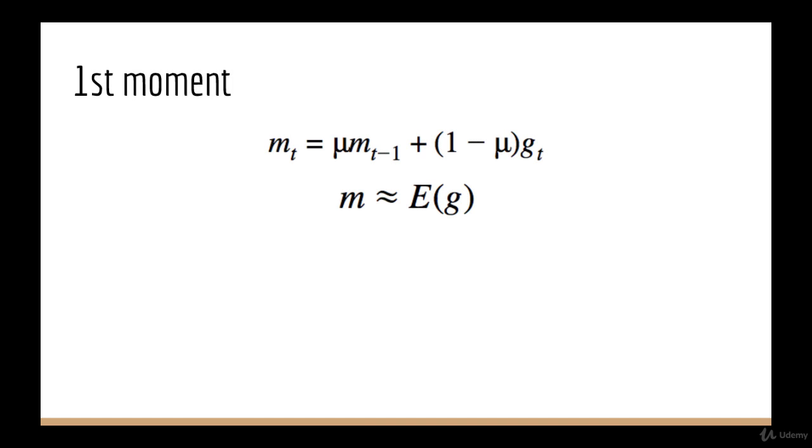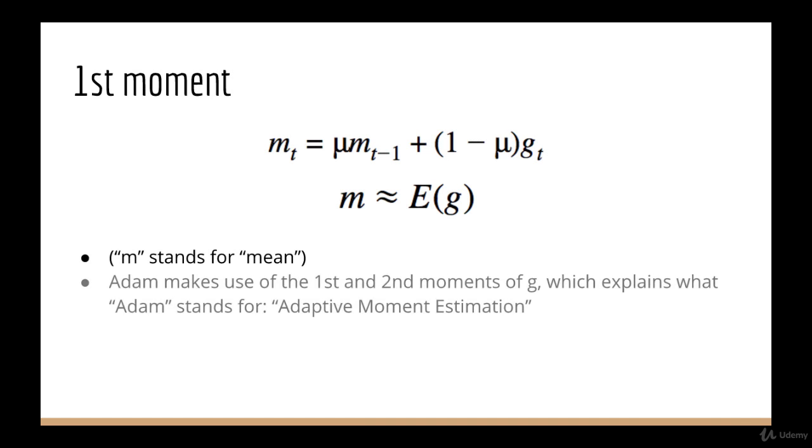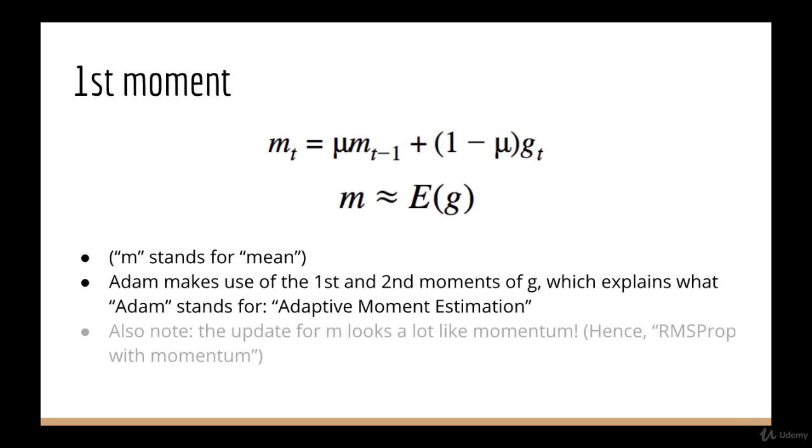Now, since there is a second moment, it's reasonable to ask, is there a first moment as well? And of course, this would just be the expected value of g. We call this m because the first moment of a random variable is the definition of the mean. Because the Adam update makes use of the first and second moments of g, using exponentially smoothed estimates, this also explains the name of the algorithm, Adam, which stands for Adaptive Moment Estimation.